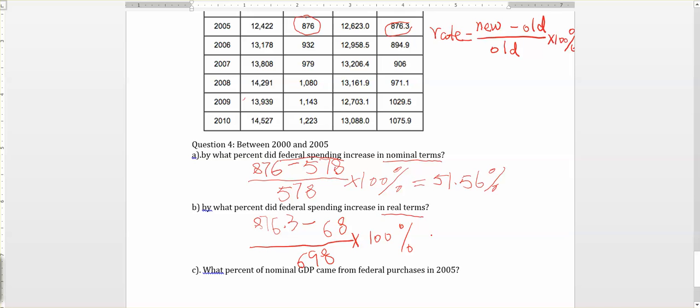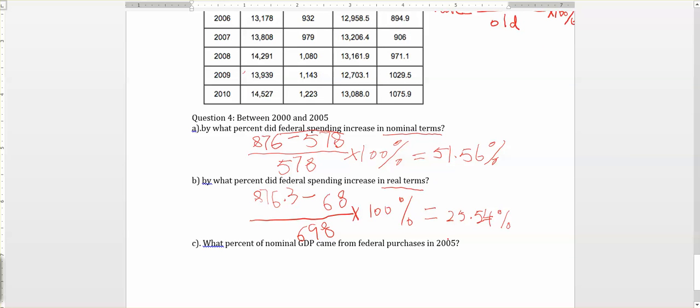Using the calculator, you will get the answer, which is 25.54%. Now we finish question B. Look at the last one: what percent of the nominal GDP came from federal purchases in 2005? This question is different from A and B because, first, it only asks for the nominal, and second, it asks how much the federal purchases take up in nominal GDP.